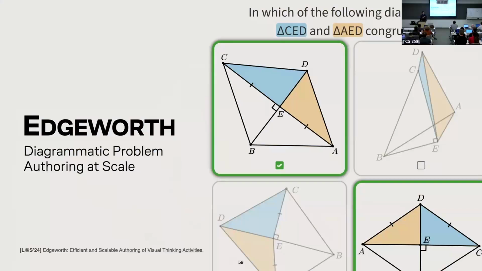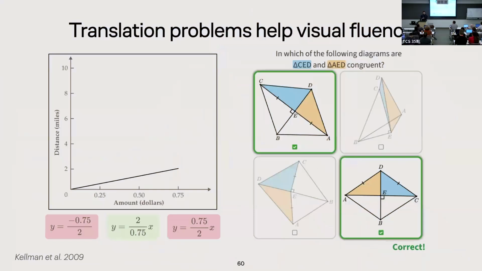We recently published Edgeworth at Learning at Scale 2024. So the content for this part contains both things from that paper and also some original content. Specifically in this work, we look at a very useful problem type that involves a lot of diagrams. And here are two examples. On the left is matching a plot of a linear function to its formula. And on the right is matching an assertion that two triangles are congruent to actual geometry diagrams.